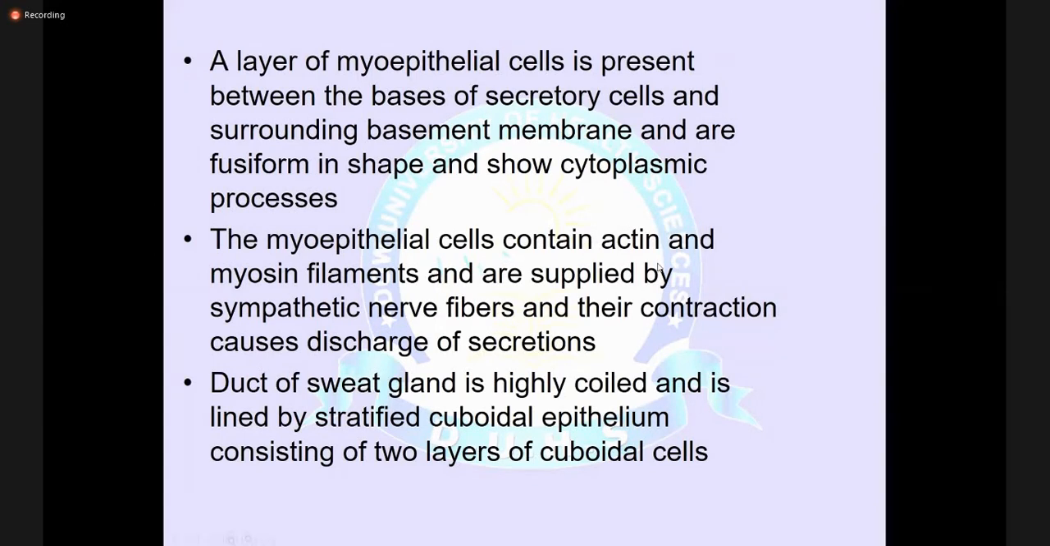Myoepithelial cells are also found between the bases of these cells, and they help in contraction, which causes the discharge of the secretion.